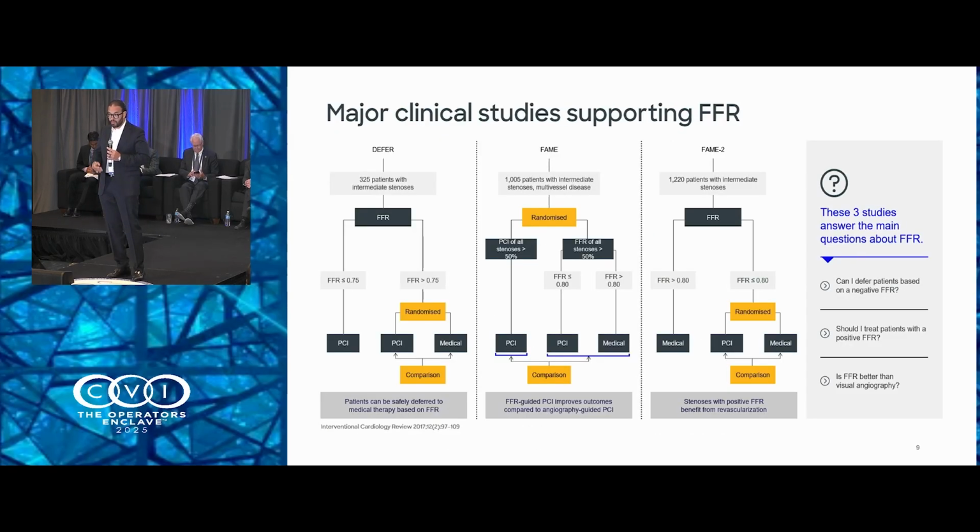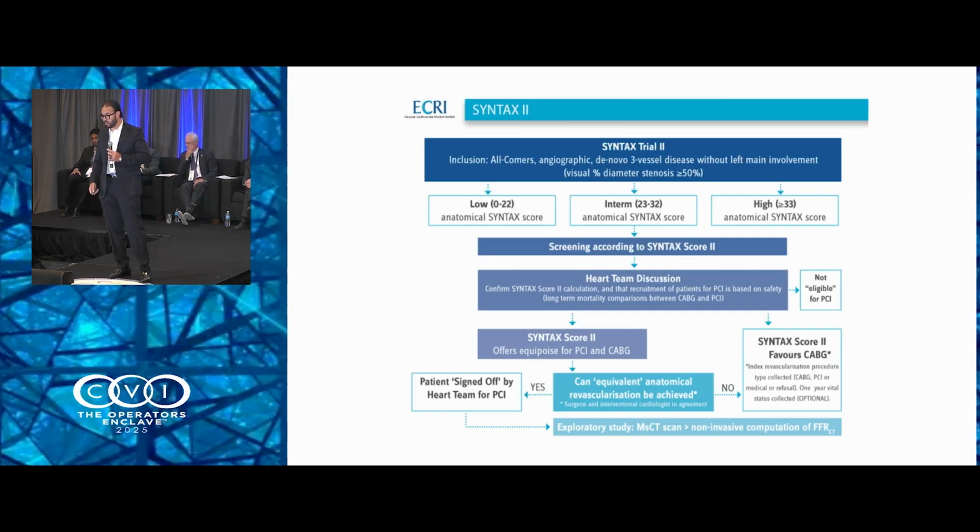This is really a concept of understanding that we want to relieve the pressure loss seen within a vessel. Multiple trials over time have come out with FFR, including DEFER, FAME, and FAME 2, and I don't want to elaborate any further, but they showed that it is safe to defer once you hit a certain number, greater than 0.8. That's really the power of physiology, to defer safely and not at the cost of having an MI.